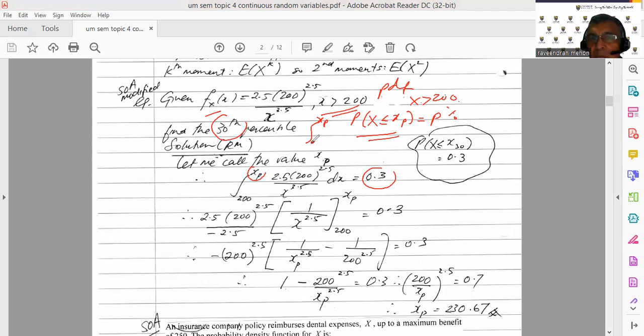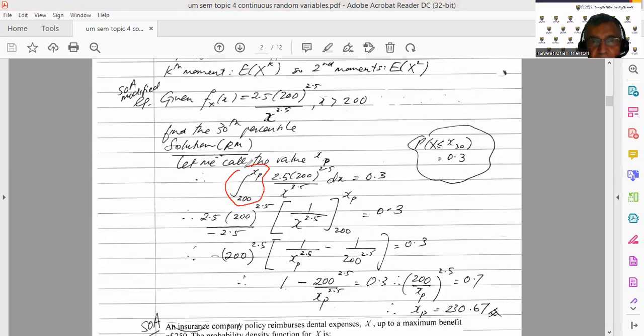What will be my lower value? Be careful, it's not negative infinity. What is it? 200, because that's the smallest value x can take. So let me clear this first. This is the most important part. Be a bit careful. We are taking an integral and we are equating. When you take an integral in continuous random variables, we are evaluating probabilities.